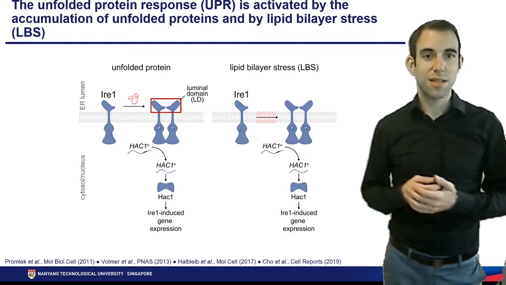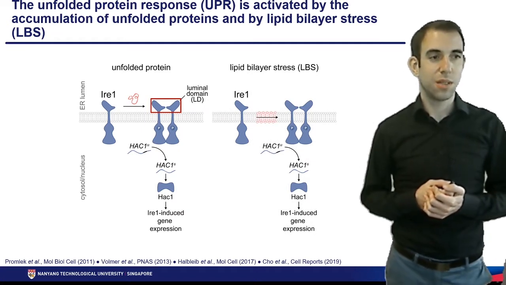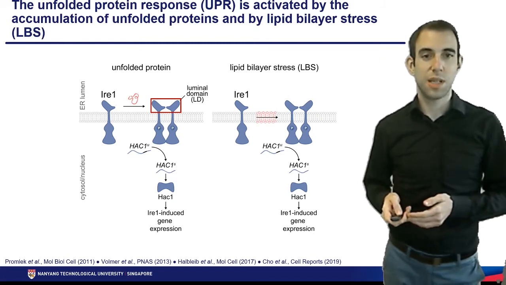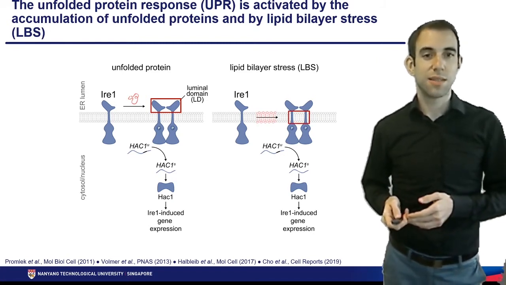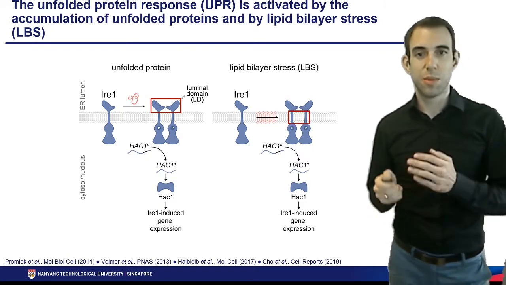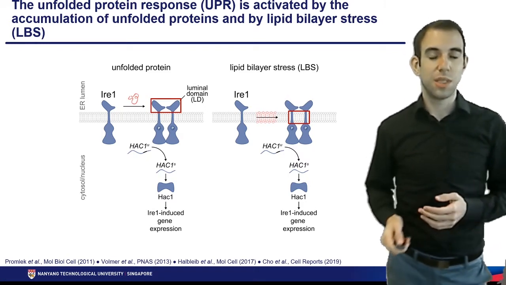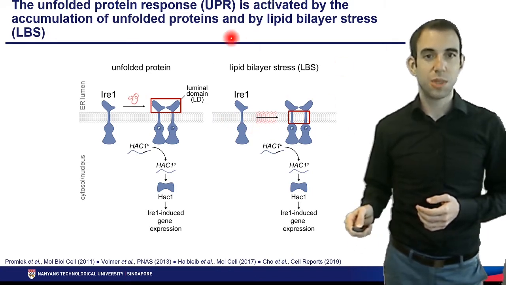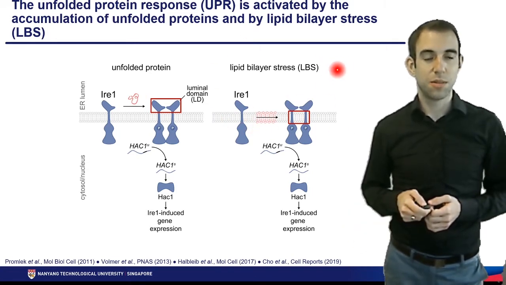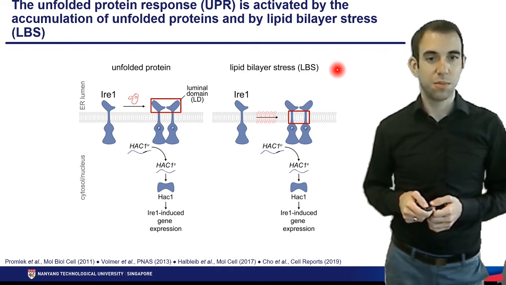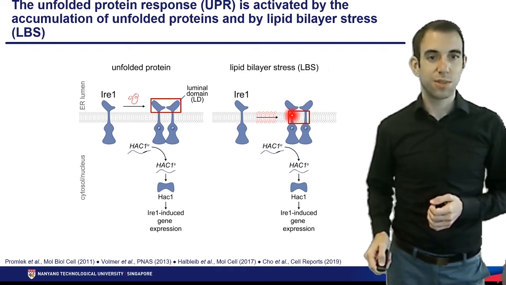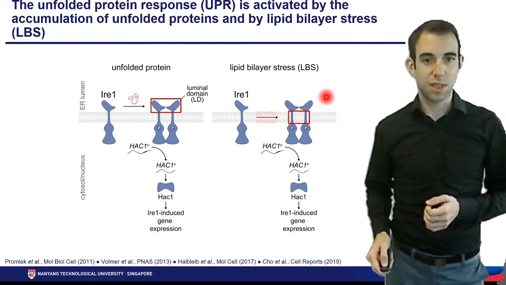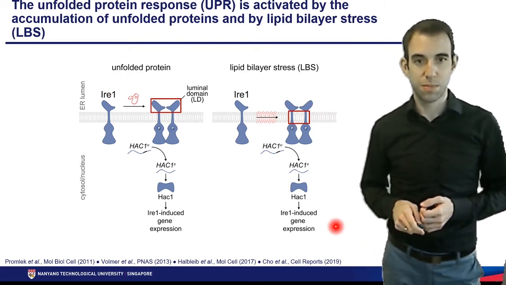But then in the last decade or so, evidence came out from different groups that Ire1 can also sense stress independently from unfolded protein, but through the lipid bilayer of the endoplasmic reticulum, which we refer to as lipid bilayer stress, or LBS. In that case, it senses the stress through the transmembrane domain, and then just like with unfolded protein, it leads to the same cascade downstream.